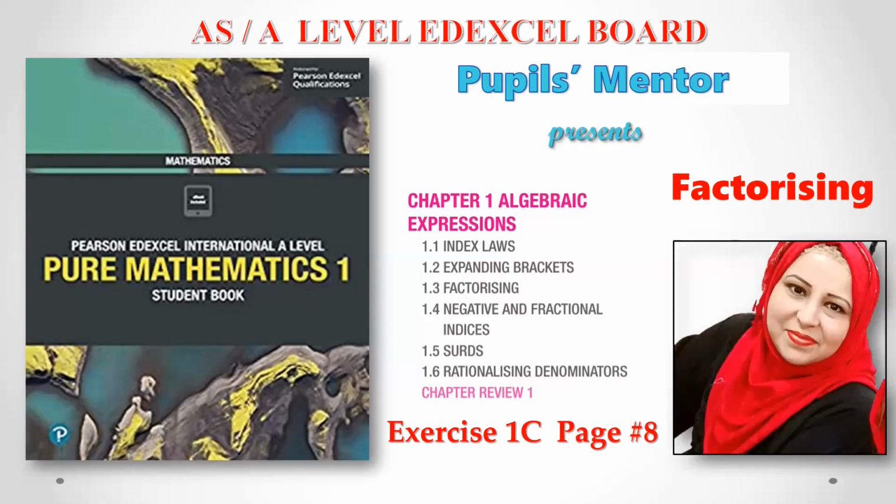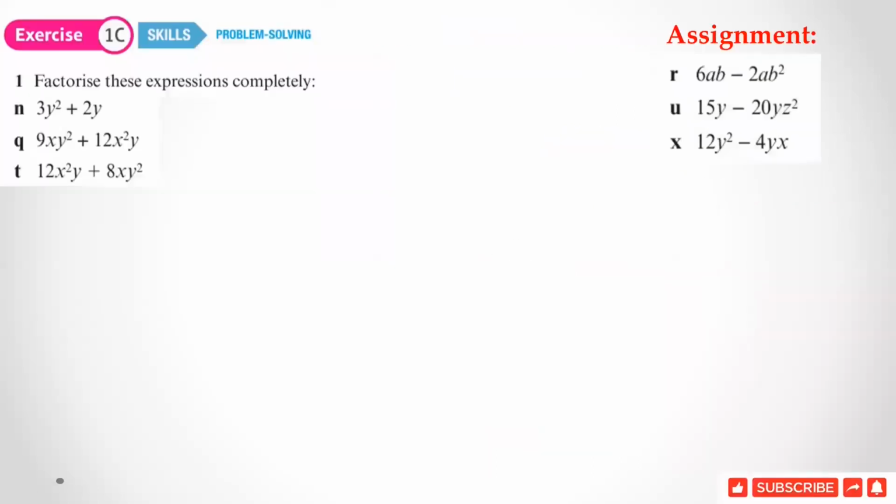Let us start with exercise 1C given on page number 8, chapter 1, algebraic expressions. Question number 1: factorize these expressions completely. I will be doing questions N, Q and T, and R, U and X are your assignments, so that you may also do some practice and get back to me in the comment box, so that I will be clarifying the concept if you have some doubts in the next video.